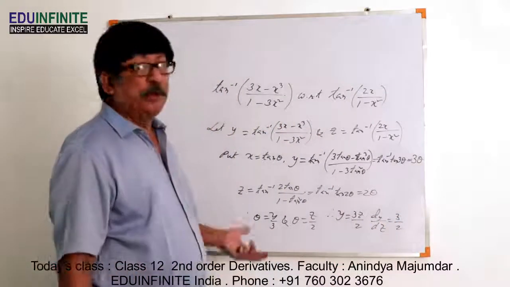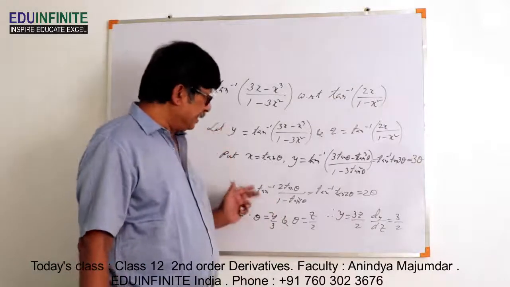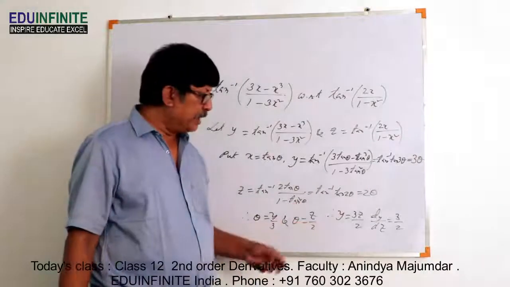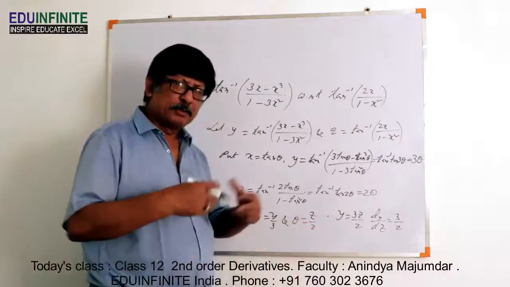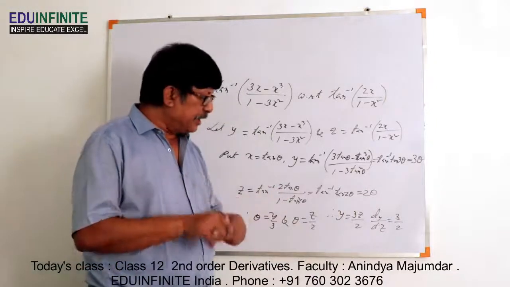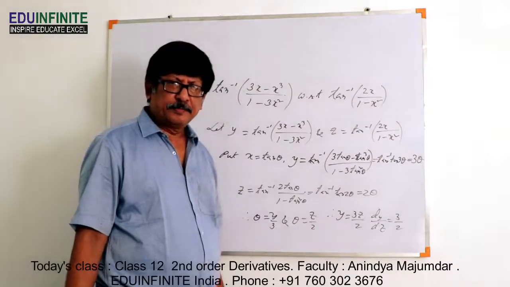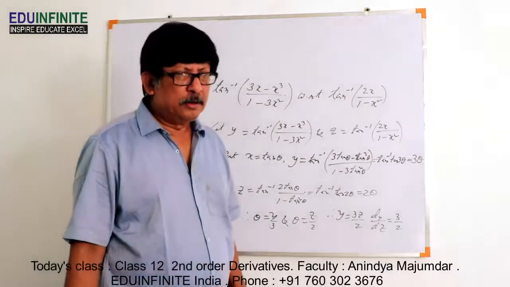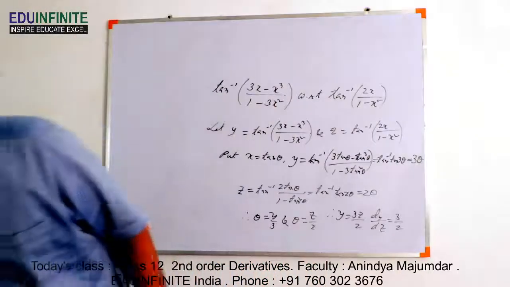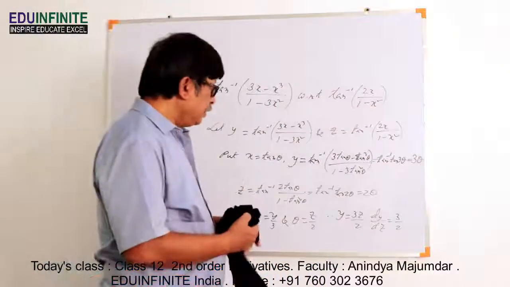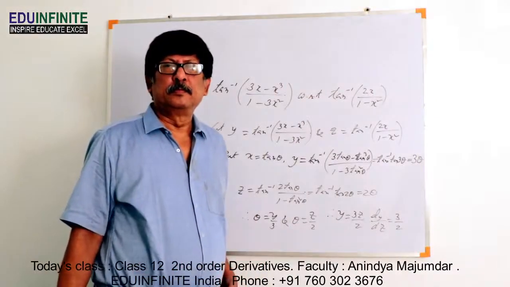Now, usually what happens? Usually I go for dy d theta, then dz d theta, then dy dz. Out here, I think it is much easier also when I express y in terms of z, we can establish the relation between y and z. It is easy to get it very quickly. Is it clear?